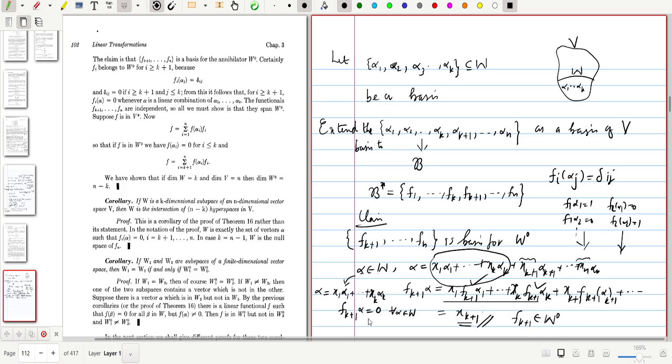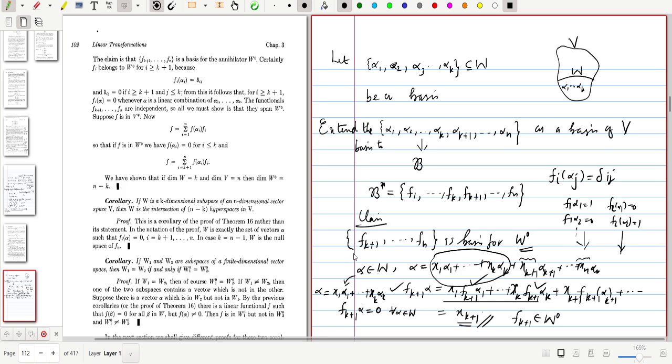Similarly, you can prove this is true for f_{k+2}. f_{k+2} of alpha is x_{k+2}, and that is again 0 for this expression. Then f_{k+2} is an element of W naught, and so on. So these elements f_{k+1}, f_{k+2}, etc., f_n are all elements of W naught. And we will prove that these form a basis for this W naught.